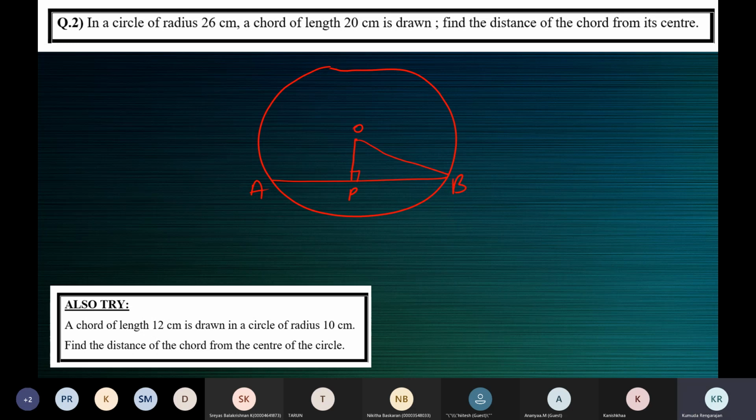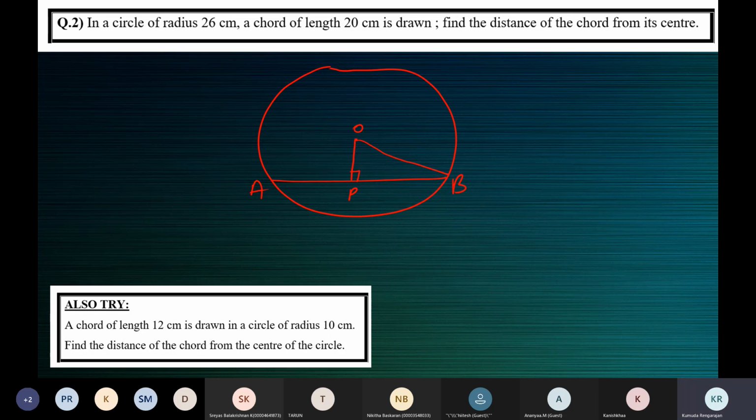We can see 3 line segments in this figure, apart from the circle. I'm talking about these 3 line segments. One is AB, the other OP, and the other OB. So the line segment AB is the length of the chord.